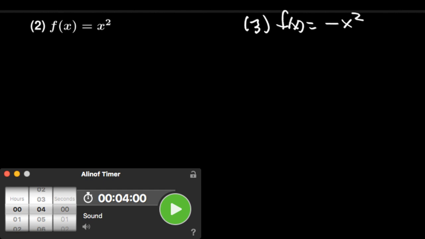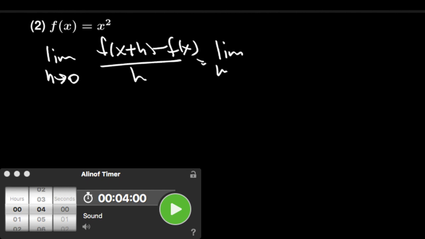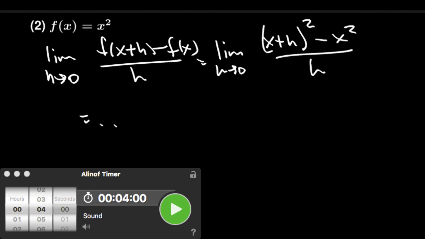Alright, so let's look back at this, and basically this is going to be the last part of the stream. We've actually already done number 2. Number 2 was done up there. So this is the limit as h approaches 0 of f of x plus h minus f of x, all divided by h. Specifically, this is the limit as h approaches 0 of x plus h squared minus x squared, all divided by h, which we already did the work for, and we get 2x.